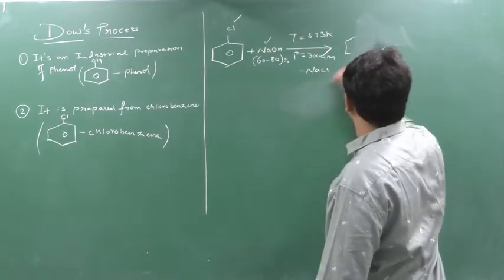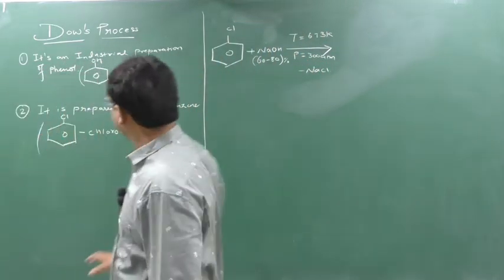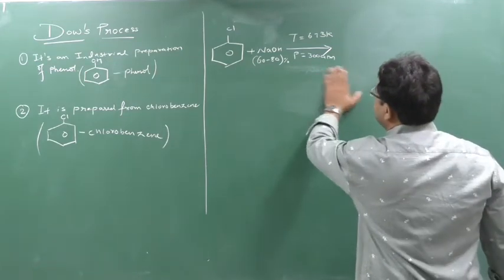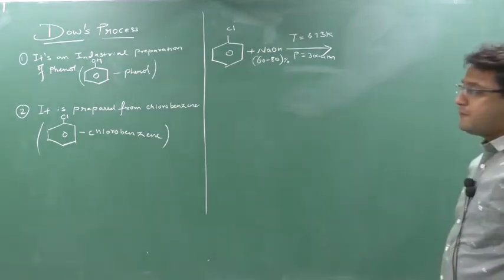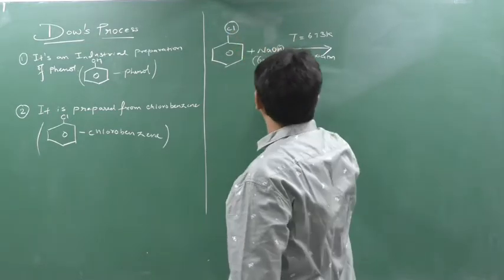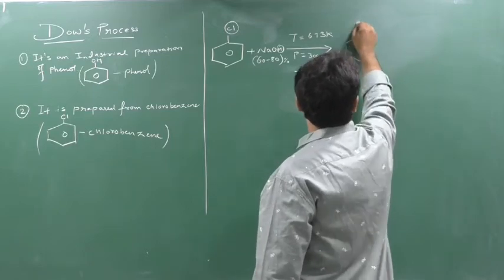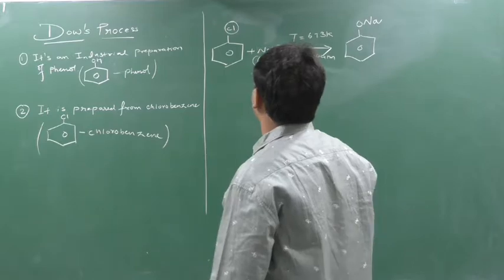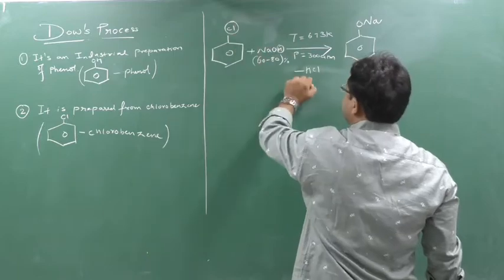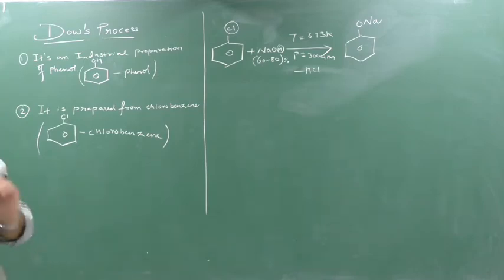So how? See the first step here. First this chlorobenzene is made to react with nearly 60 to 80% NaOH at the temperature 673 Kelvin and 300 atm pressure. First, this H and this Cl will leave as HCl and form sodium phenoxide. Please remember, this is very important. This chlorine will react with this H and form HCl, and they will form NaO here. So sodium phenoxide will be generated in the first step.